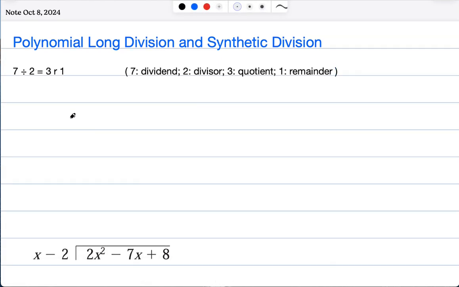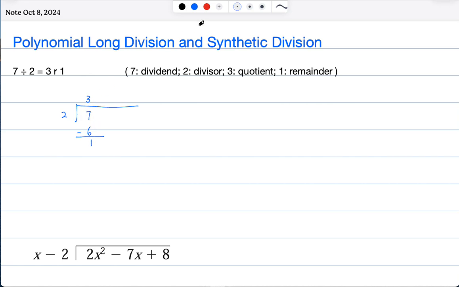So here is 7 divided by 2. Then 7 divided by 2 is 3. 2 times 3 is 6. Subtract: 7 minus 6 is 1, which is written at the bottom.